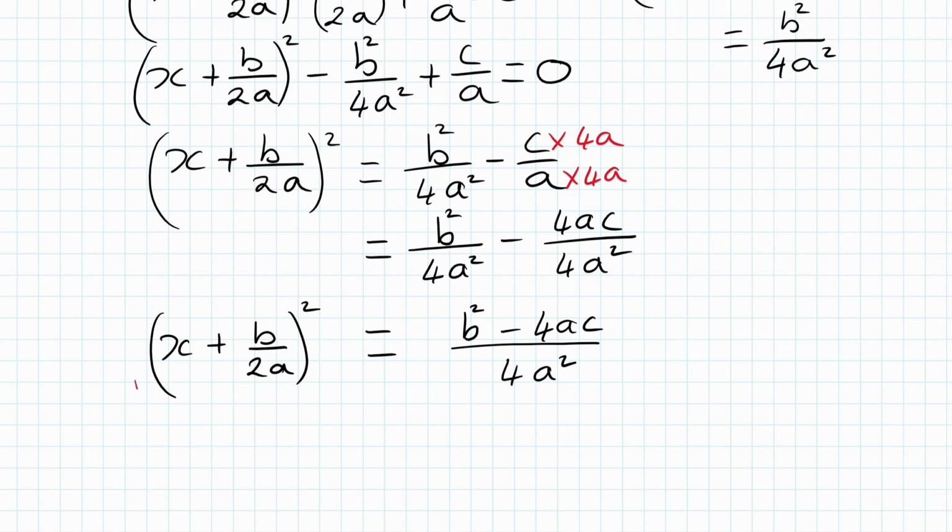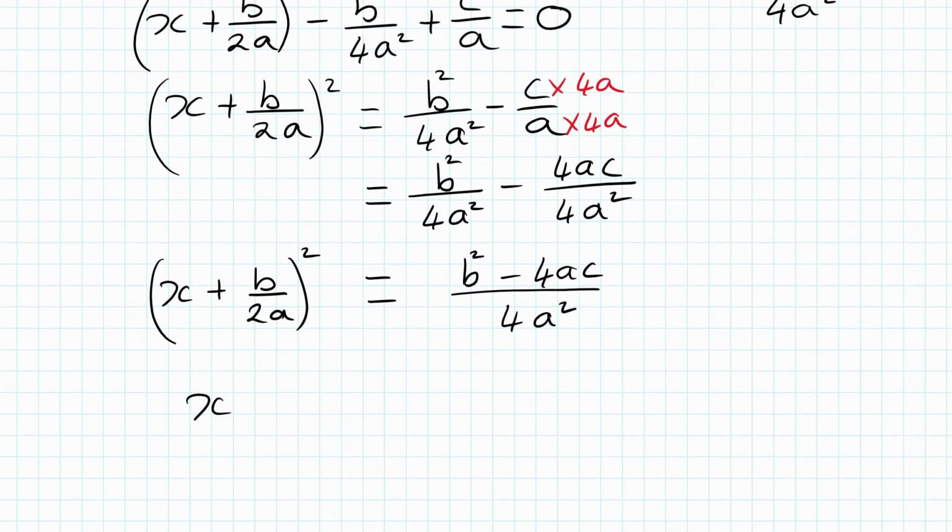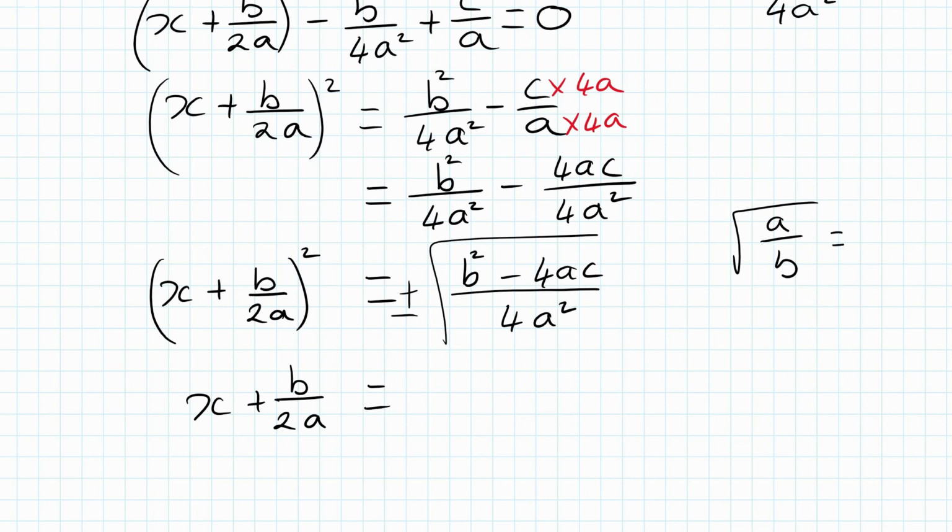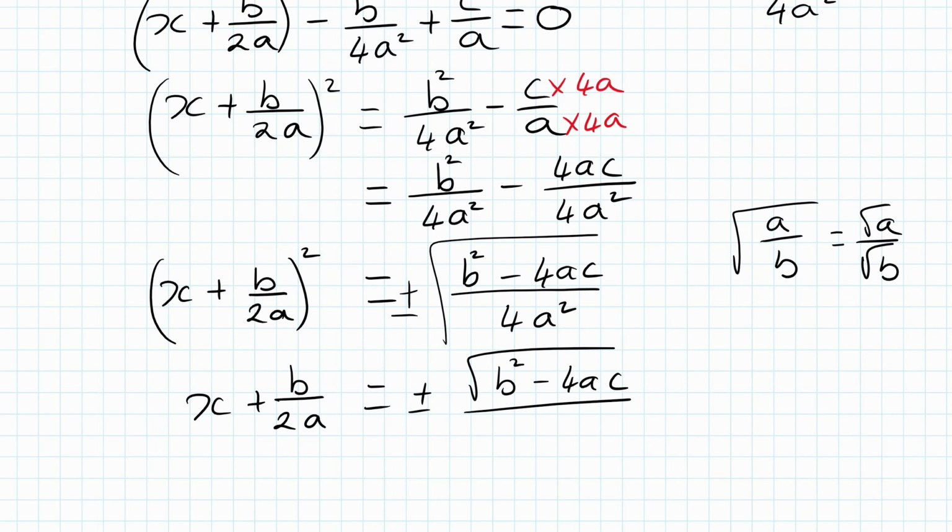Now, if I square root both sides, of course I need to put a plus or minus on that side, and these two cancel out. So that gives me x plus b over 2a is equal to, remember I square root, I have the plus or minus of that, but we know that square root of a over b is equal to square root of a over square root of b. So instead of that, I write like this: square root of b squared minus 4ac over square root of 4a squared.